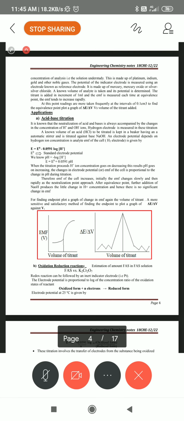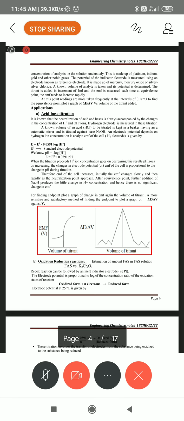This is the reverse of COD, in potentiometry. In COD we took ferrous ammonium sulfate as the standard solution and potassium dichromate as the oxidizing agent. Here it is reversed: ferrous ammonium sulfate is the analyte, and standard potassium dichromate is the standard solution. So we take 0.05 normality potassium dichromate.